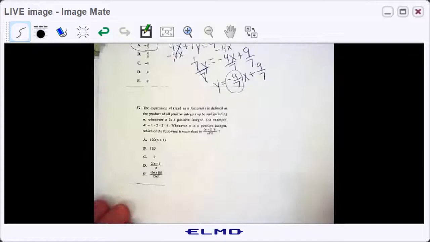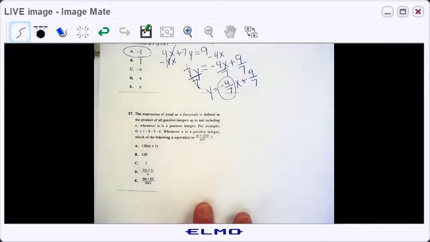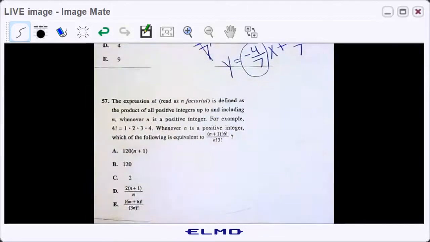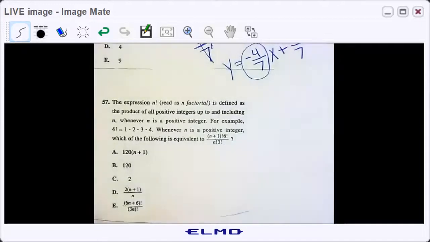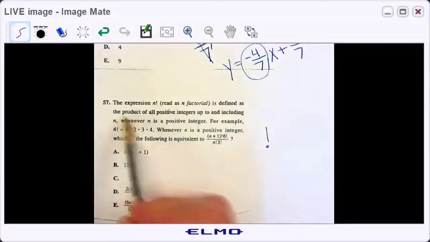Okay, now, if you notice, this last problem was listed number 57. And if you don't know anything about it, you probably think, well, of course it's 57. It's really difficult, but it's not difficult if you know what this is. This little exclamation point, and they even told you what it was up here.